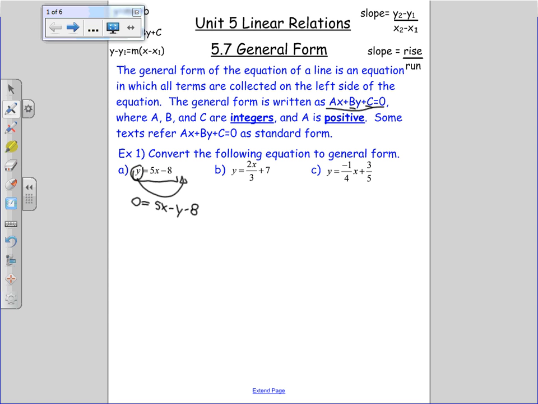B. A little bit trickier. What's the first thing that you notice that we're not allowed to have? Fraction. So the very first thing you have to do is get rid of that 3. To get rid of that 3, you multiply everything else by 3. So it becomes 3y is equal to 2x plus, what's 7 times 3? 21. Wow, thanks. You guys are great.